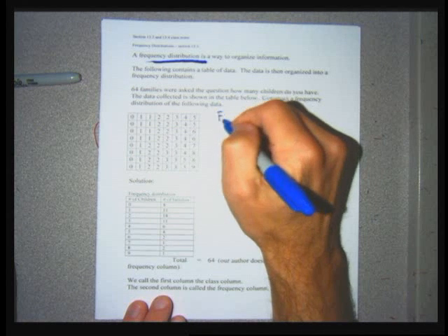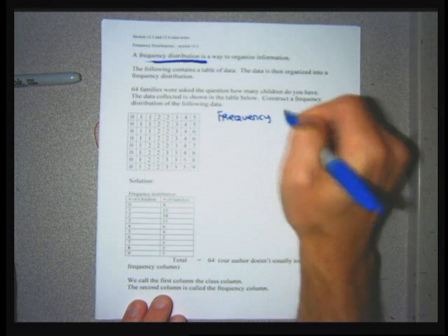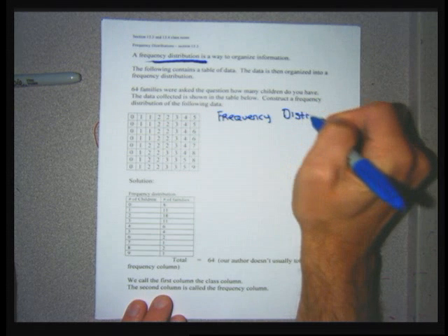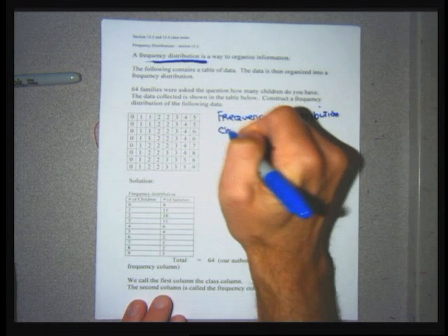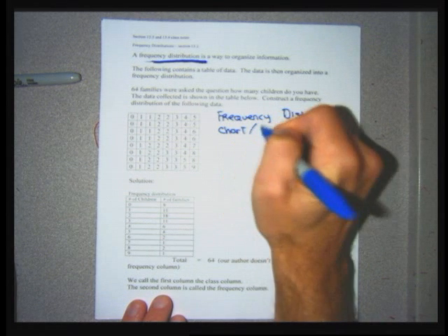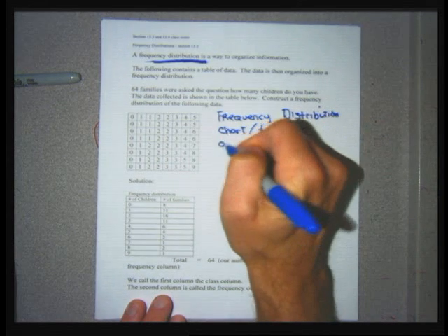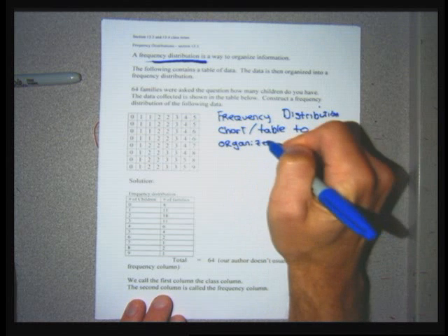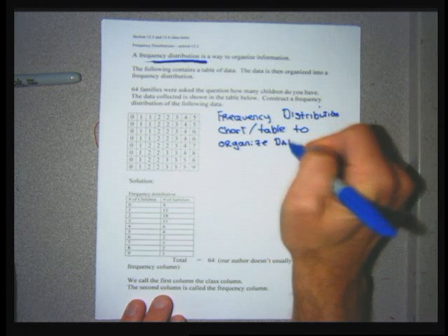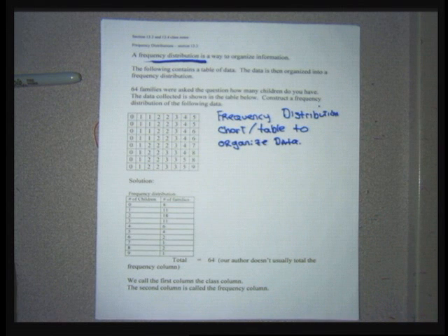A frequency distribution is just a chart or a table to organize information. We might call that information data in this particular chapter, but information would be a proper word for data. And as easy of a way to get started is just to do one.